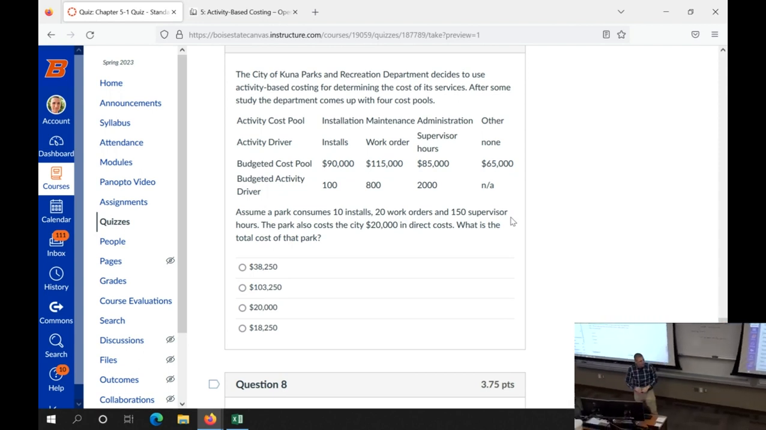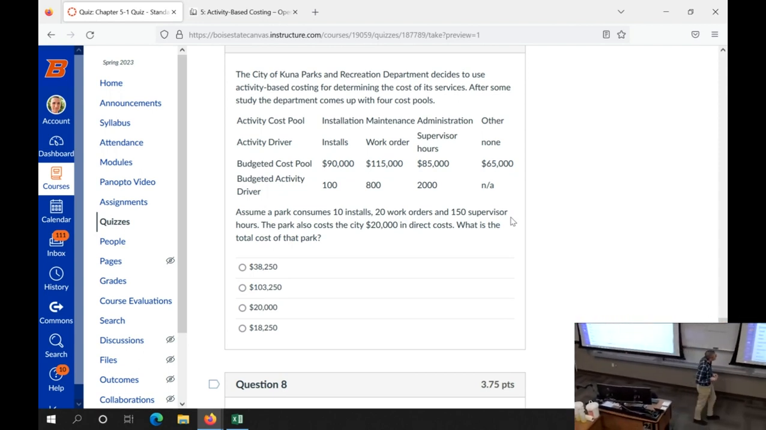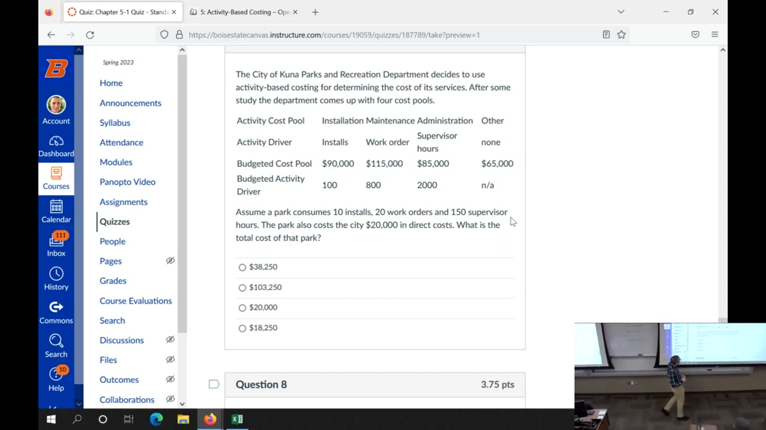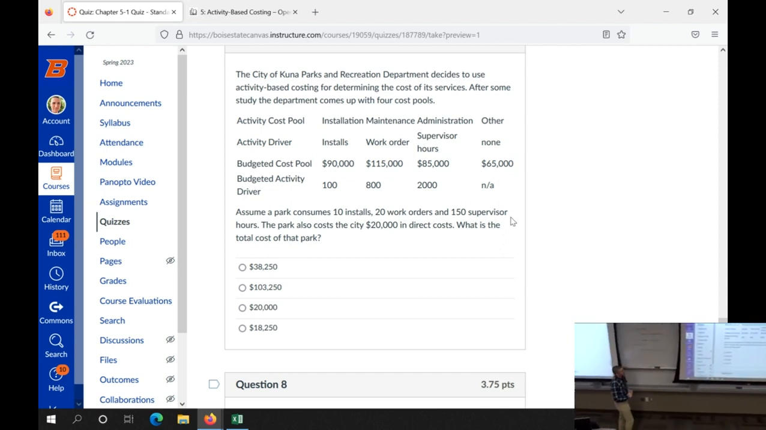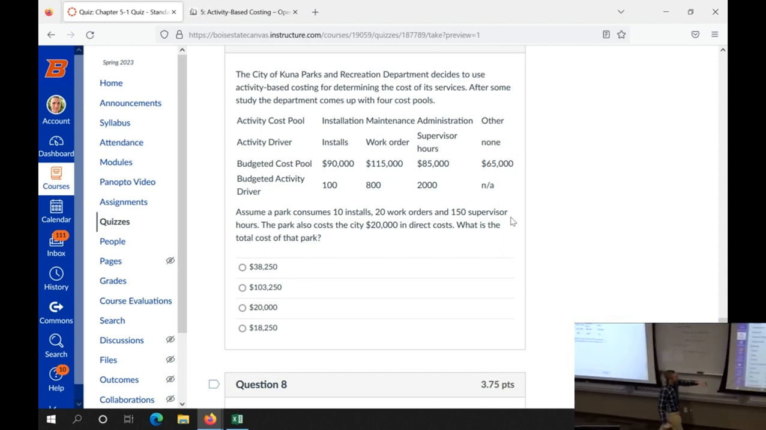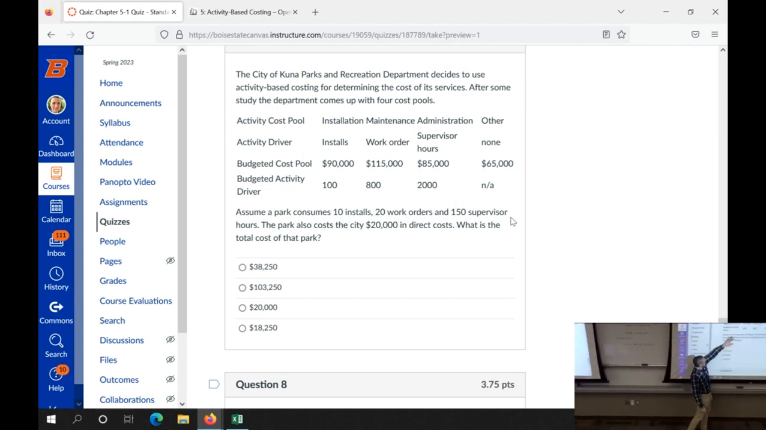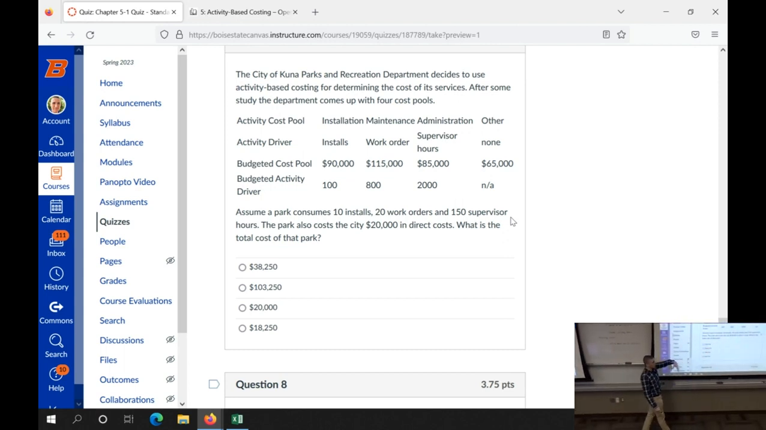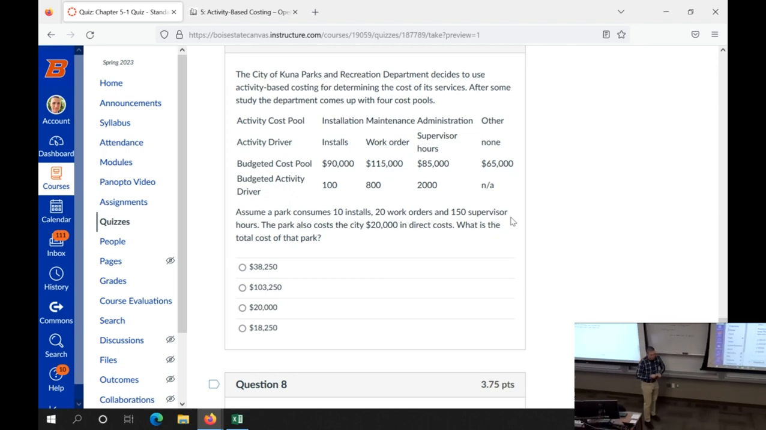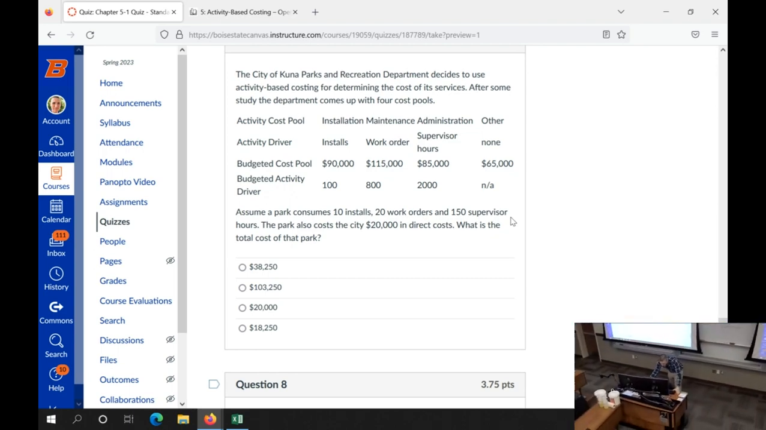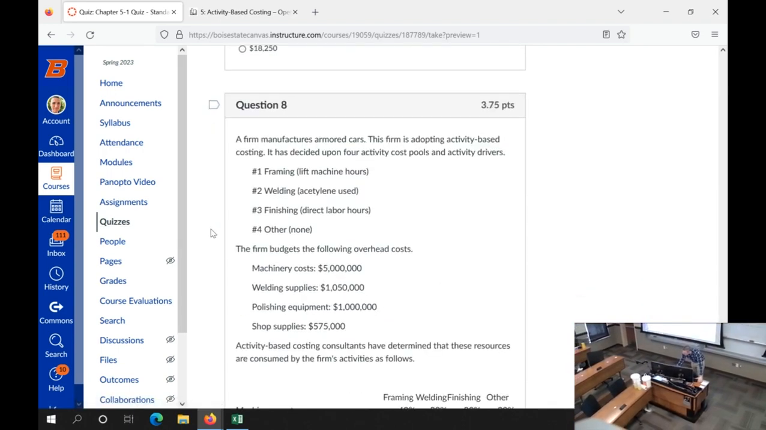Or if not? Yeah, go. No, it doesn't. It's not going to get allocated to a park because it's going to be considered as just a period cost. Okay. Yep. That's a good question. Okay.